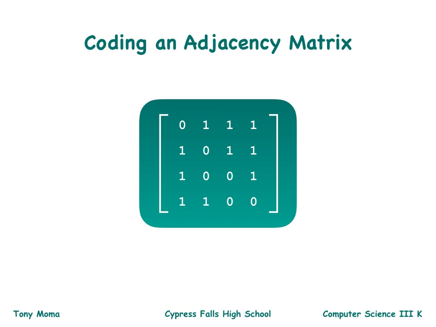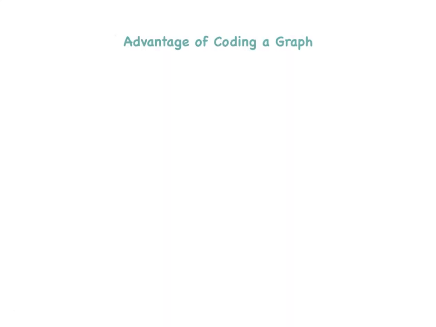Coding an adjacency matrix. In general, when coding a graph, it comes with a major advantage. And that advantage is that, unlike with a linked list or a binary search tree, for example, we'll usually know all of the values and the size beforehand. That's because the applications that graphs are generally used for don't involve a lot of changes to the data.